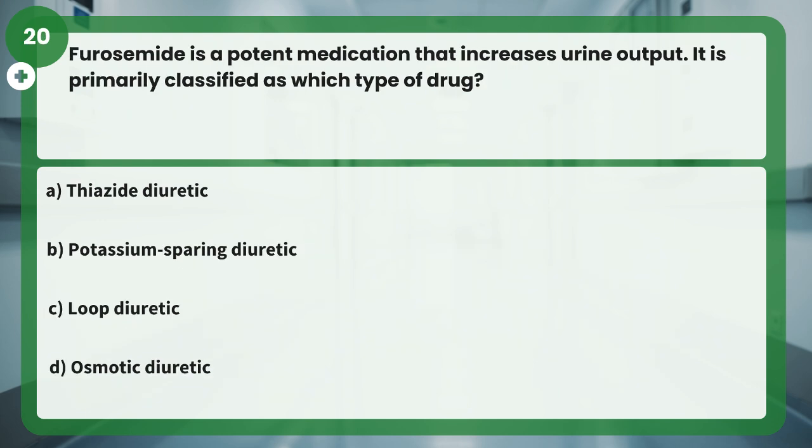Question 20. Furosemide is a potent medication that increases urine output. It is primarily classified as which type of drug? A. Thiazide diuretic. B. Potassium-sparing diuretic. C. Loop diuretic. D. Osmotic diuretic.